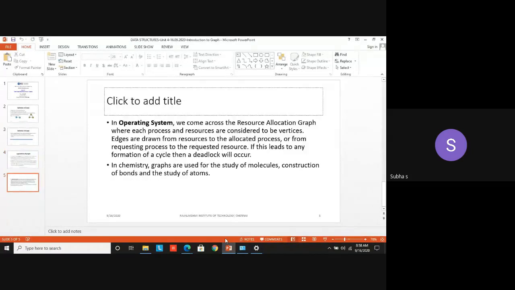Yes, so you can look at that last point. In chemistry, we are using graph for the study of molecules, the study of atoms. Shrutika told rightly. And construction of bonds. So many different kinds of bonds are there. There we are using the graph data structure.